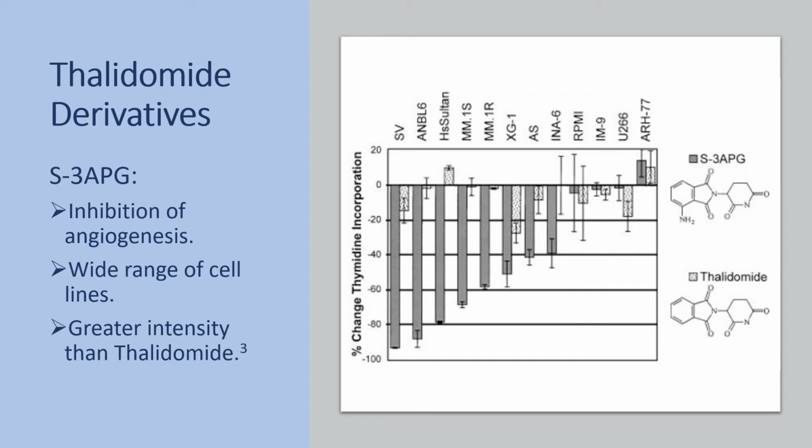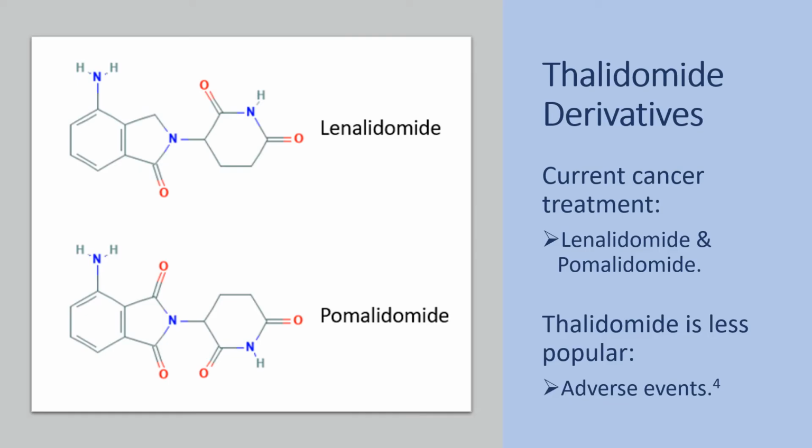Later, a new derivative was developed called S3-APG. In one study, this drug was also demonstrated to inhibit angiogenesis, this time affecting a wider range of cell lines and with more intensity than thalidomide, as shown in this figure from the study. More recently, thalidomide was developed into two derivatives that are used in cancer treatment today, called lenalidomide and pomalidomide. Thalidomide is becoming less popular as a cancer treatment because it is associated with more adverse events than other available options.